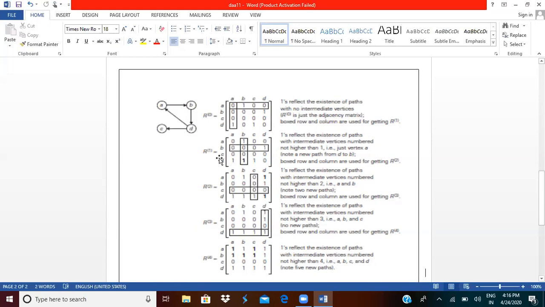How do I find R1? First, I have to take the vertices in order. The first vertex that I take is A. Now I have to find a path between two vertices such that there exists an intermediary vertex A. A can come before B or after B. A can come before D or after D, anywhere it can come.